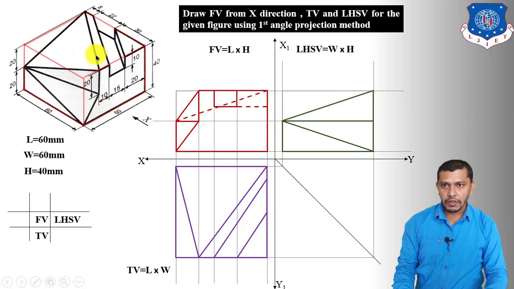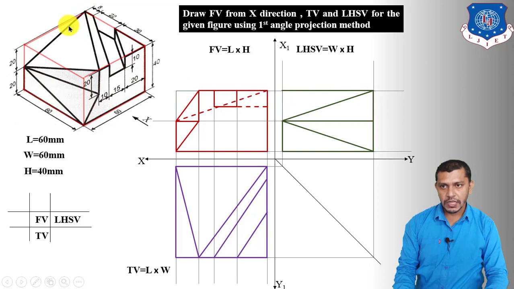Now we have to draw the projection of this inclined line. One point is going to be projected at this corner point of the rectangle in the left hand side view, and another point is going to be projected over here at this corner point. So it will be a horizontal line like this in the left hand side view.